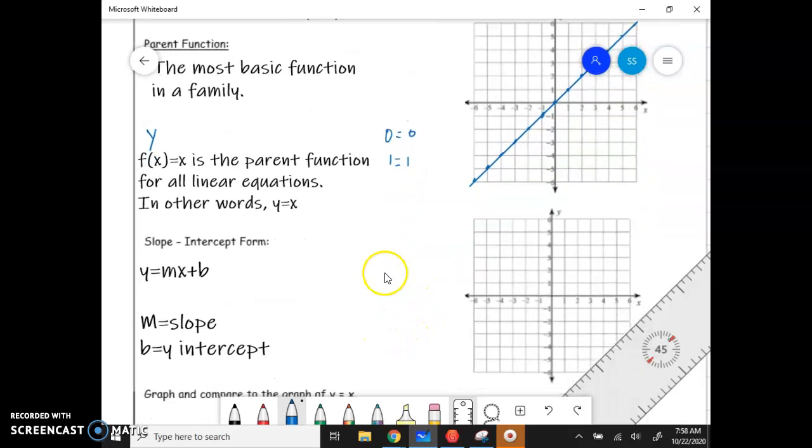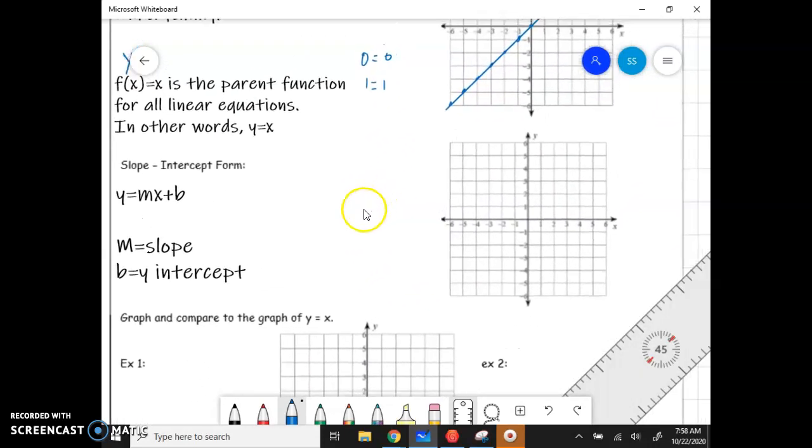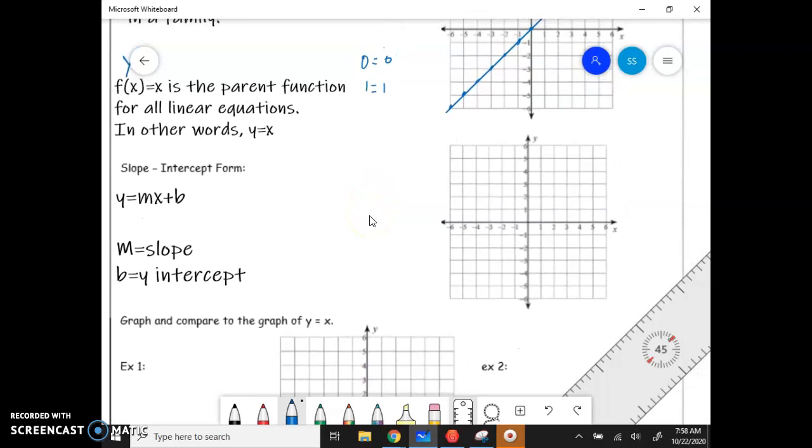All right, so a little review here. Slope-intercept form is y is equal to mx plus b, where m is the slope and b is the y-intercept. So whatever values you have for m and b, that is your slope and y-intercept. So if we have a line like this, y is equal to 2x plus 3, my slope, my m, is equal to 2, and my y-intercept is equal to 3.